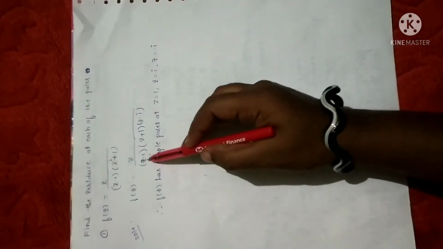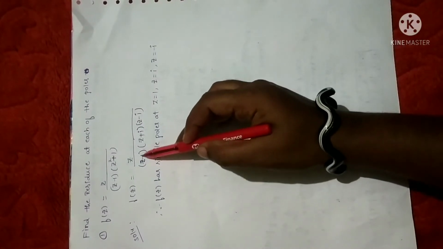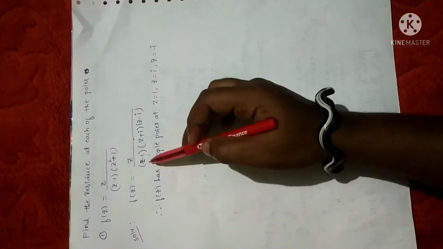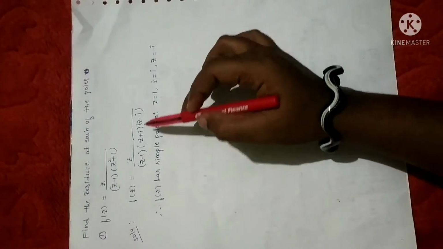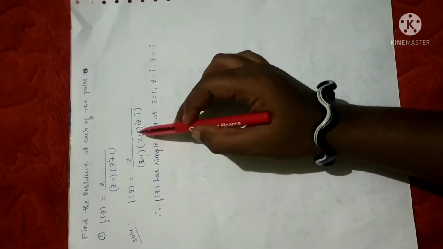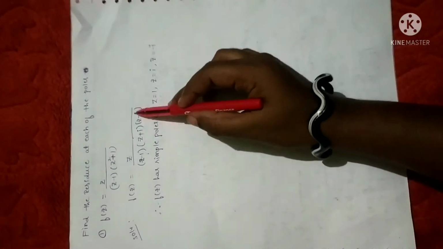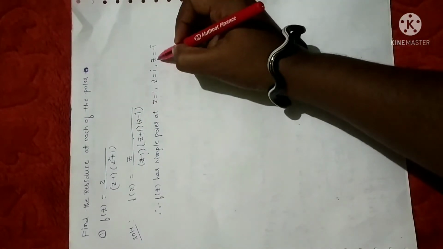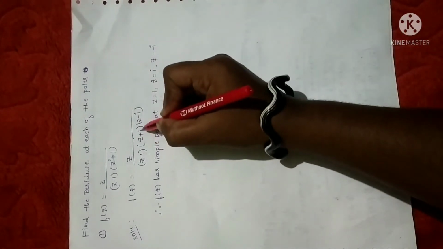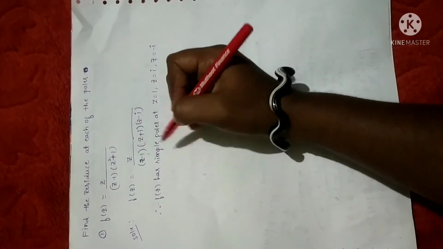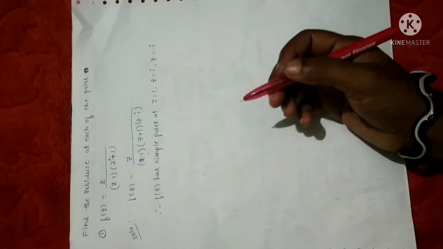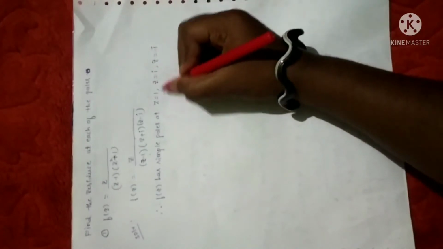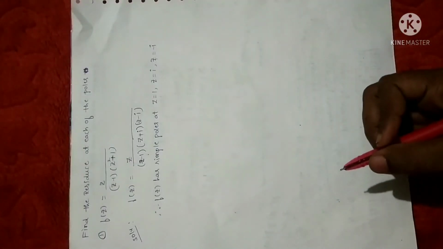Replace z is equal to 1. This term will become 0, so anything by 0 will become infinity. So that will become a pole. Next, z is equal to i. You put z is equal to i. This term will become 0, so anything by 0 will be infinity. Again the function will not become analytic. Again z is equal to minus i. Minus i with plus i will become infinity. So again the function will not become analytic. Fine. So these 3 points will become poles of the given function.